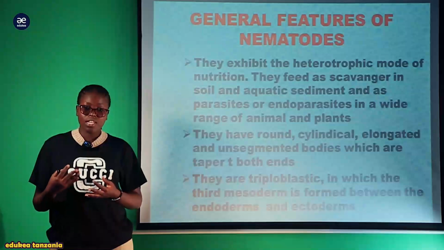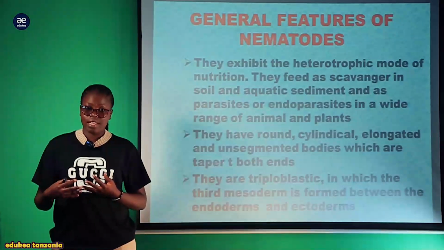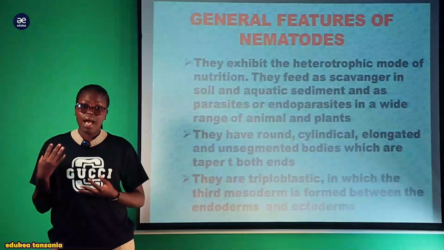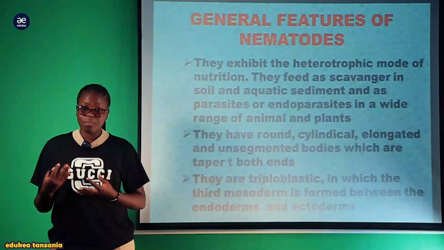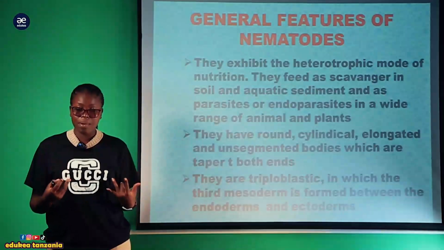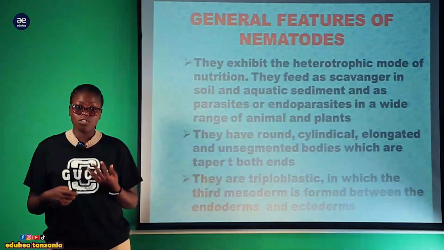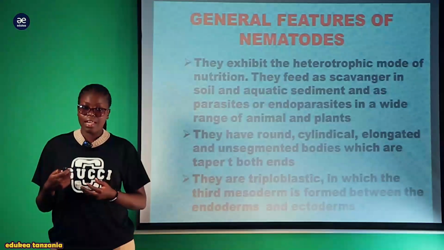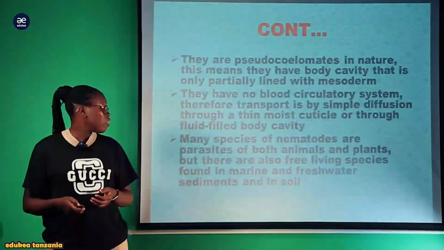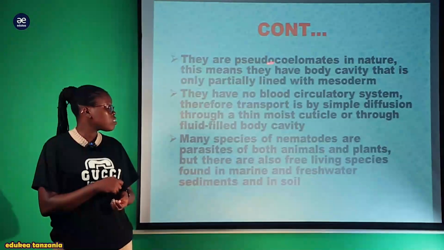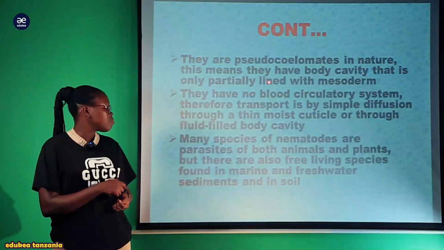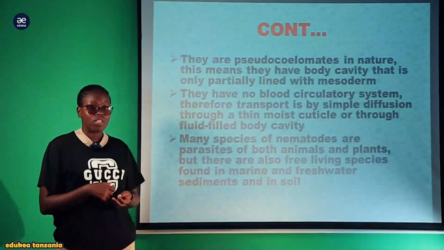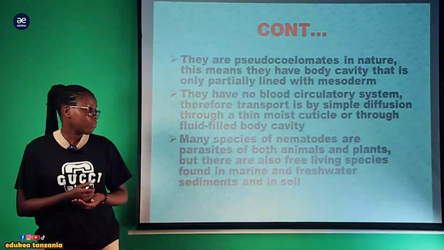The mesoderm is the layer which lines the body cavity. Organisms in which the body cavity is lined by the mesodermal layer are called coelomates. These members have a body cavity, the coelom, which is only partially lined with the mesodermal layer. So they are pseudocoelomate in nature. This means that they have a body cavity that is only partially lined with the mesoderm.